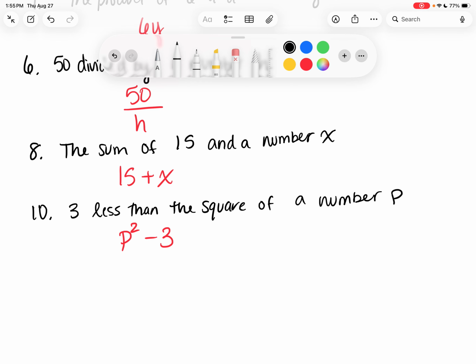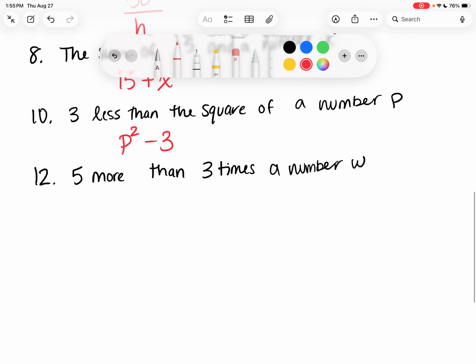Number 12, 5 more than 3 times a number w. How would I do this one? Plus w times 3. Yeah, saying it's kind of challenging, but it would be 3w plus 5, or 5 plus 3w is absolutely fine. But it would be like that.